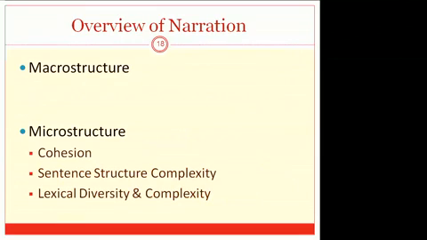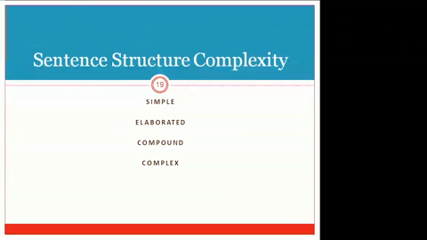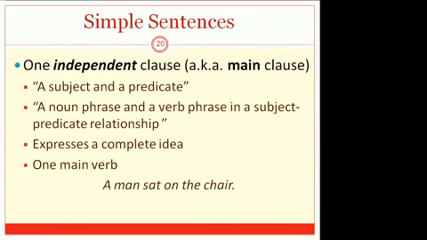Recall that we said that there were three sources of microstructure that we would look at, the first being cohesion. We've finished cohesion. Now let's turn our attention to sentence structure and complexity. When we think about sentence pattern, which is just another term for sentence structure and complexity, there are four forms of sentence patterns that we want to be familiar with: simple, elaborated, compound, and complex structures. Let's look at each of these separately, beginning with simple sentences.